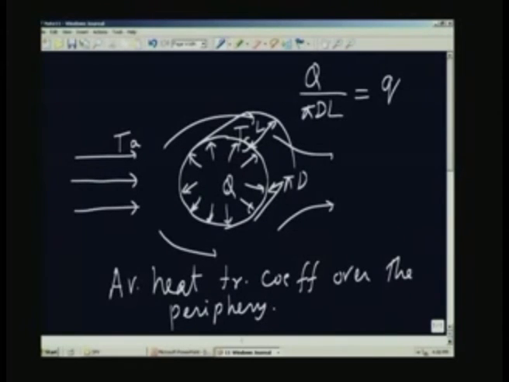For example, if it varies with respect to theta, the angle, we will not be able to measure that. So, this will give you only the overall heat transfer or the average heat transfer coefficient over the entire periphery of the pipe. What is a typical application for this?